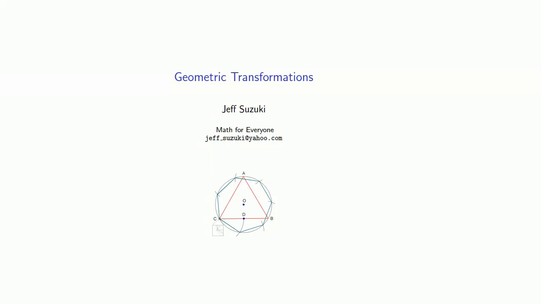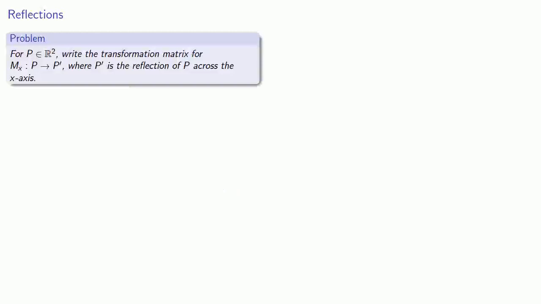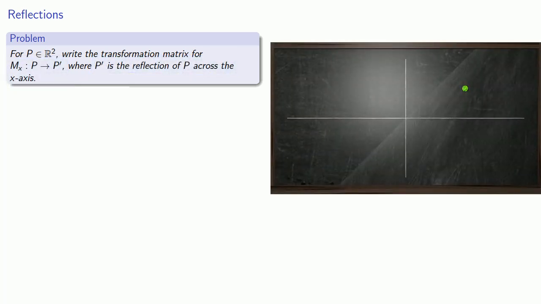One use of the transformation matrices is to describe geometric transformations. So for example, let's say I have a point in R2 and I want to consider the geometric transformation mx, which will be the reflection of my point across the x-axis. So remember, if I have a point with coordinates x, y, the coordinates tell me how to get to the point from the origin. We'll go x units horizontally, and then y units vertically.